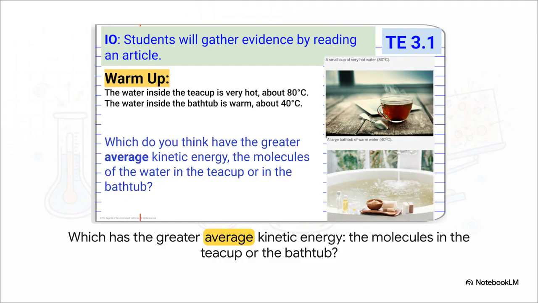Now, this slide asks a slightly different question. Which one has greater average kinetic energy? Kinetic energy is just a fancy way of saying the energy of motion. So what this is really asking is, in which of these are the water molecules jiggling around faster on average? Well, since the teacup is hotter, its molecules are definitely moving faster. So that seems like an easy win for the teacup. But that word average, that's a big clue that we're not getting the whole story here.